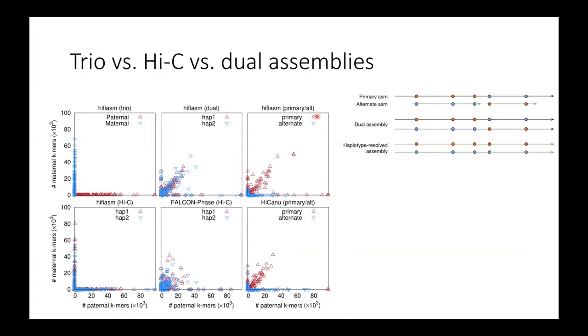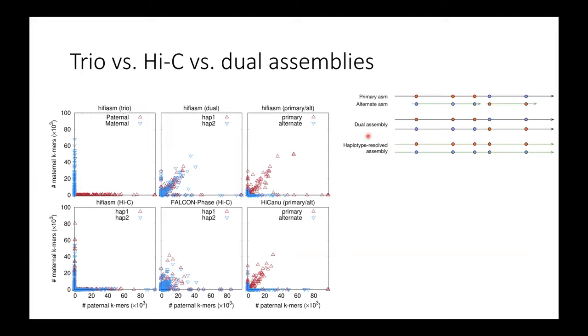And the red triangle shows the primary assembly. You can see they are long because they have lots of k-mers. But these contigs have both maternal components and paternal components. Basically, they are mixing the phasing information in the contig. If you look at the alternate contigs, you can see they are all very short. Although they have correct phasing information, they are very short in comparison to these long primary contigs. And Hifiasm has the same issue.